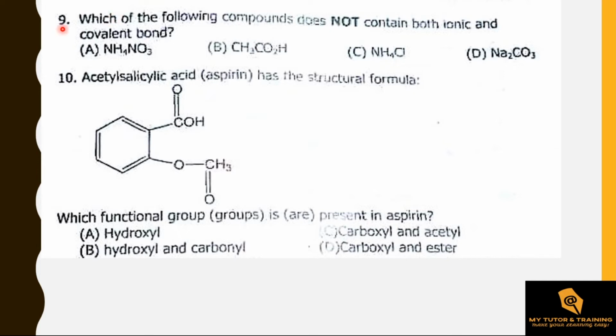Let's come to question number 9. Which one of the following compounds does not contain both ionic and covalent bonds, says the question.